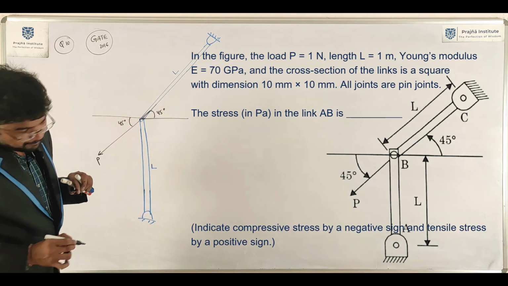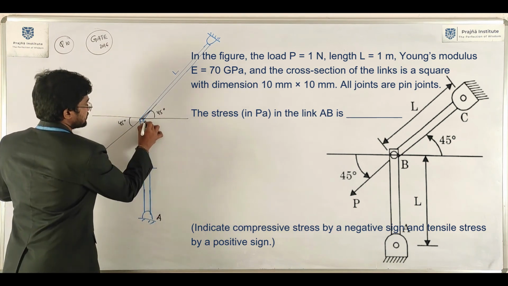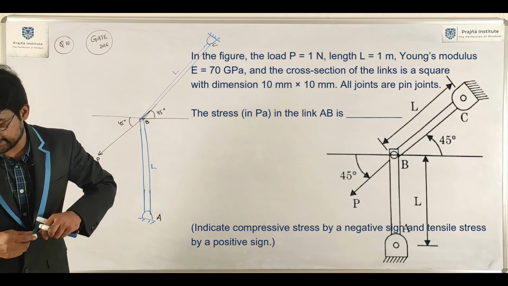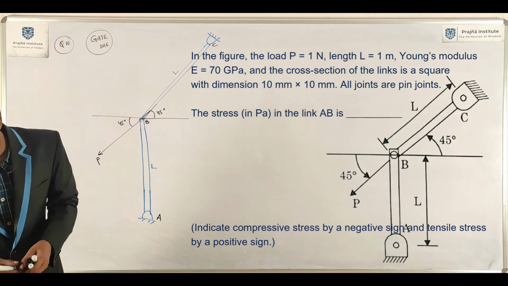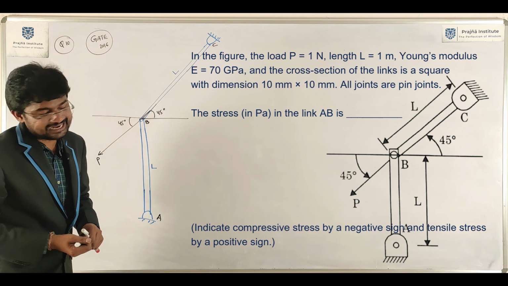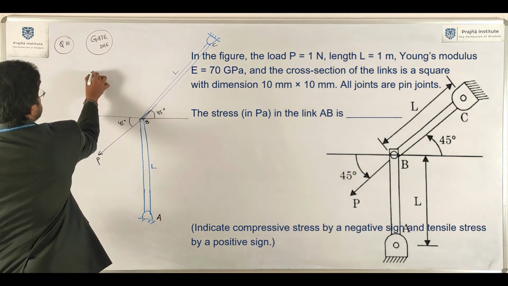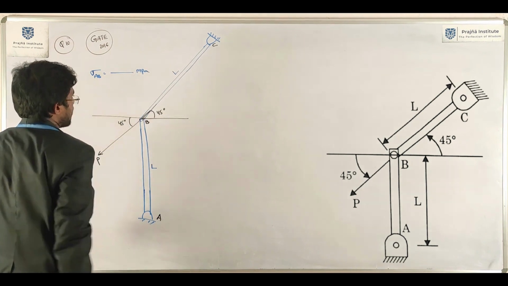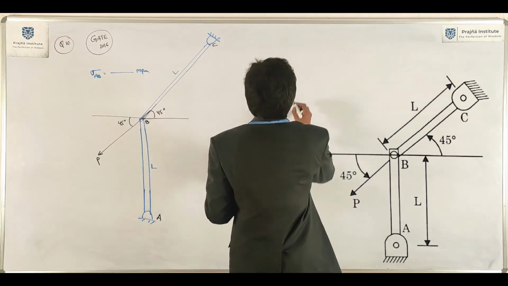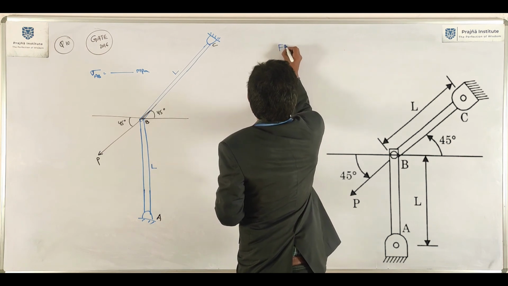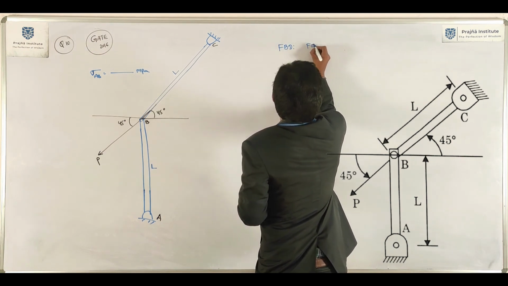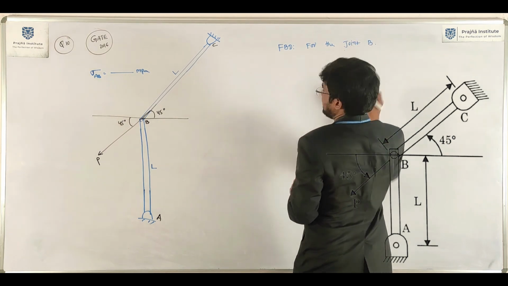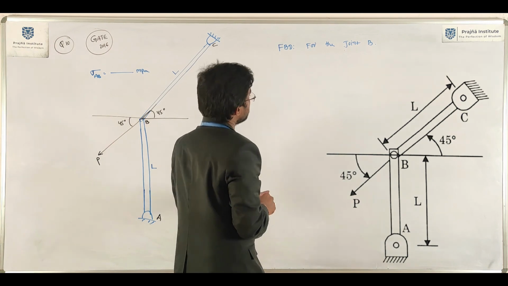So here A, B, C. Okay? So what are they asking? Everything is given. They are asking for the stress in the link AB, in megapascal. Now draw the free body diagram at the joint B. It's very simple. Free body diagram for the joint B.